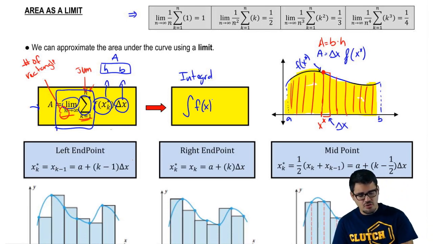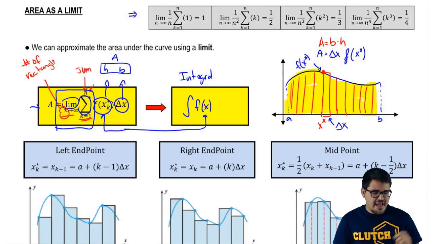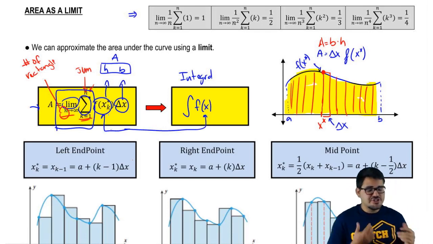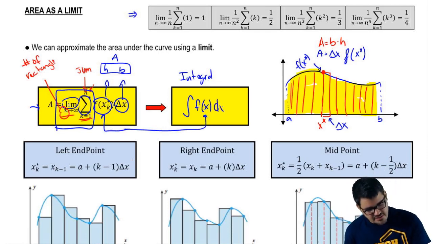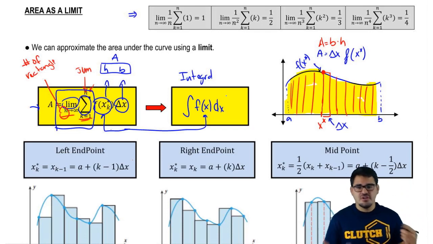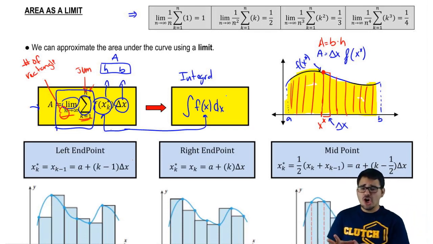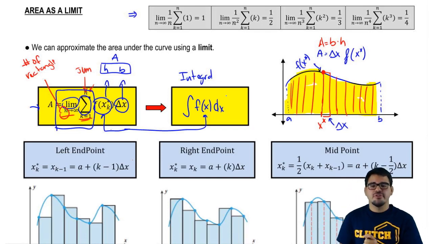So we changed that whole limit and sigma for the integral, and now our f of x just came here. Nothing changed there. And then last, our delta x, or change of x, is going to be changed for dx. That's just a differential of x, or just change in x. So that right there is how we're going to go from the long, annoying, slow, painful definition of the area as a limit to the actual integral.